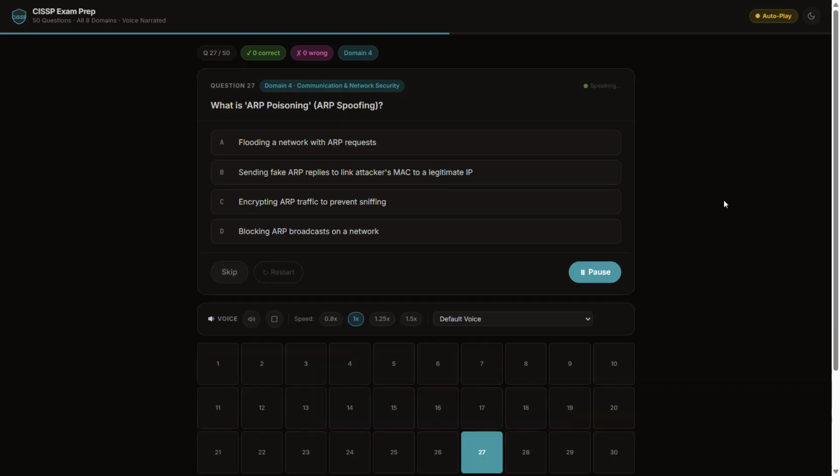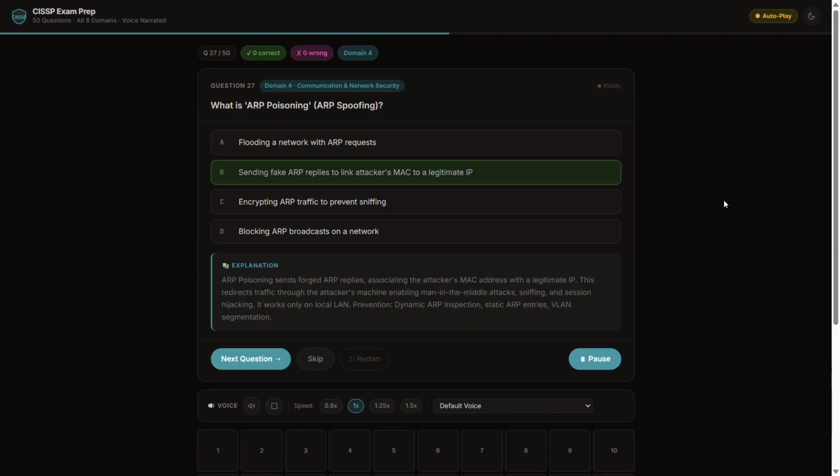Question 27. What is ARP poisoning, ARP spoofing? Options: A. Flooding a network with ARP requests, B. Sending fake ARP replies to link attacker's MAC to a legitimate IP, C. Encrypting ARP traffic to prevent sniffing, D. Blocking ARP broadcasts on a network.